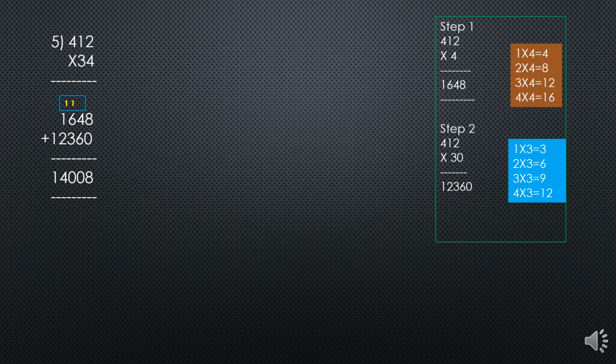Then in step 3, what do we want to do? We want to add the two products. That means 1648 plus 12,360. When you add that, from the ones place digit we can add 8 plus 0, 8. Next, tens place digit 4 plus 6, 10 we are getting. 0 we will write down, then 1 we will write on top of the hundreds place.